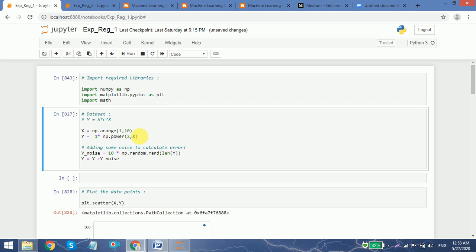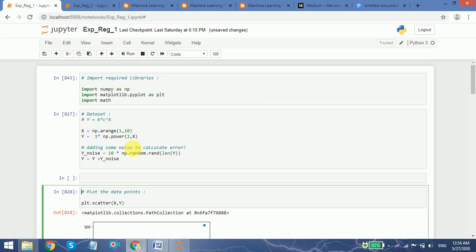It ran fine. This is the basic data set, where x goes from 1 to 10 with an iteration of 1, so 1, 2, 3, 4, 5, 6, 7, 8, 9, 10, and y is b into c raised to x. I've taken b as 1 and c as 2, so it becomes 1 into 2 raised to x. Now I'm adding some noise to calculate the error rate.